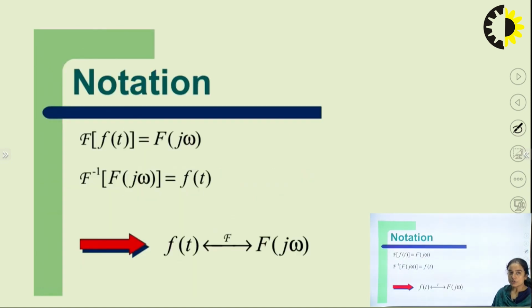So Fourier transform, first property is that, this is the general notation that I have assumed for explaining the properties: that function of f(t) is given and Fourier transform of that is F. Okay, so Fourier transform of f(t) is F(jω).